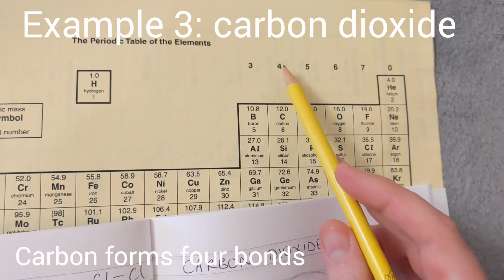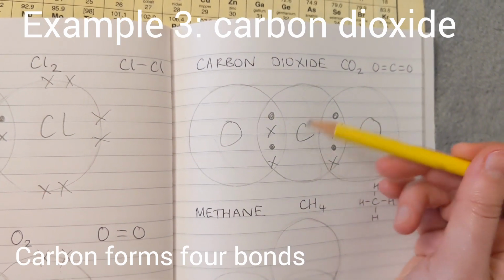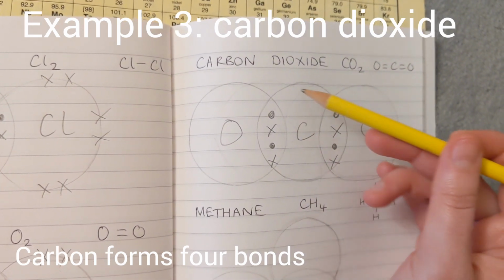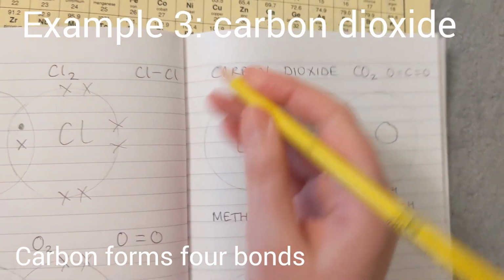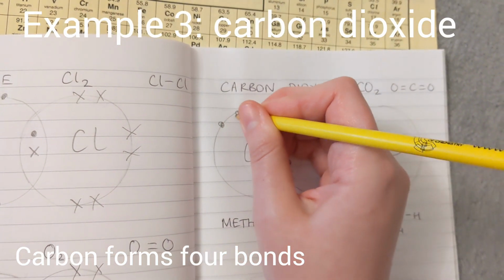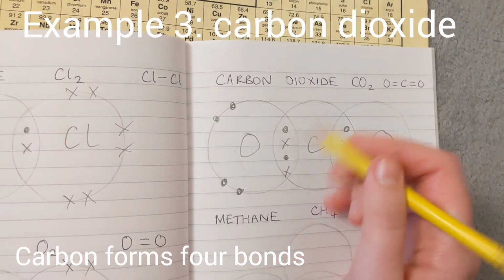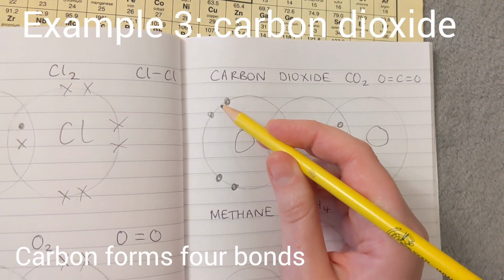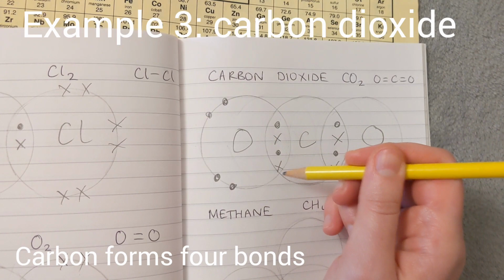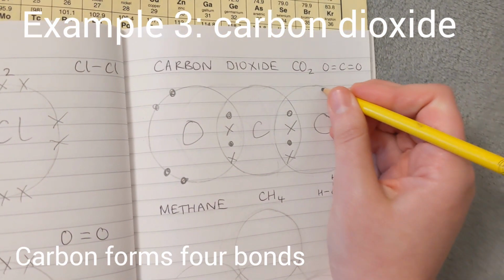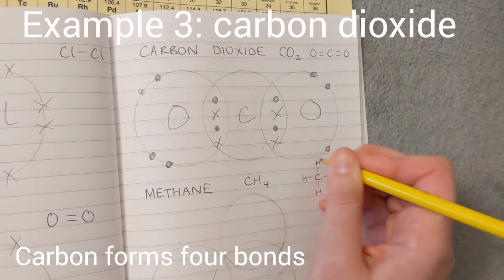Carbon's in group 4, that means it has 4 electrons in its outer shell. 1, 2, 3, 4, and it's used them all in bonding, so there's no spare electrons left over. Oxygen, 1, 2, 3, 4, 5, 6, because it's in group 6, remember. Check it's got 8 in its outer shell. 2, 4, 6, 8. The carbon's also got 8. 2, 4, 6, 8. And put these electrons in for this oxygen as well.